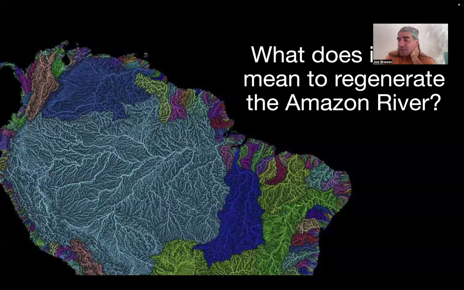So what does it mean to regenerate the Amazon River? First, we need to think like a planet. Then we need to understand how to structure human relationships across territories. But then we begin at the highest point of the watershed, and we work with the cultural and ecological elements that are present there, which is exactly what's happening in Florencia.